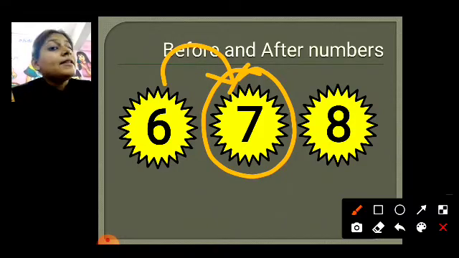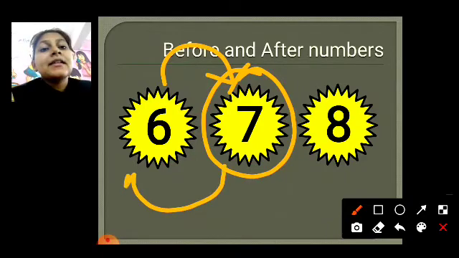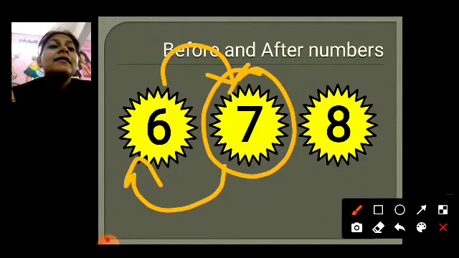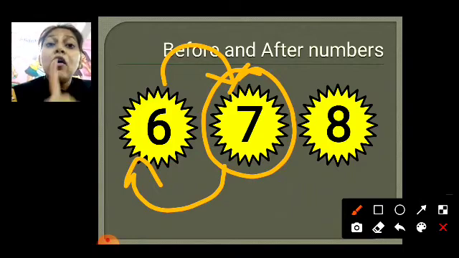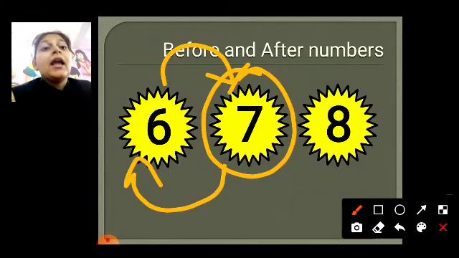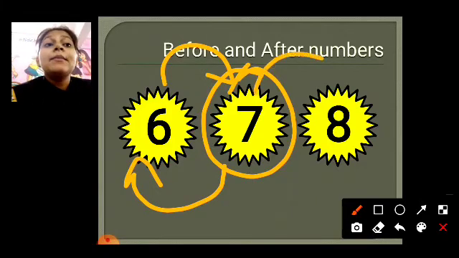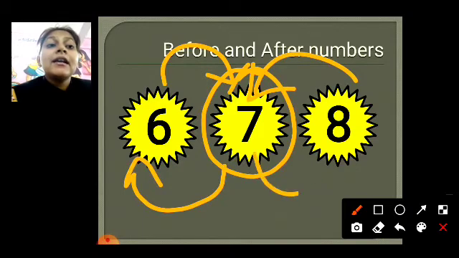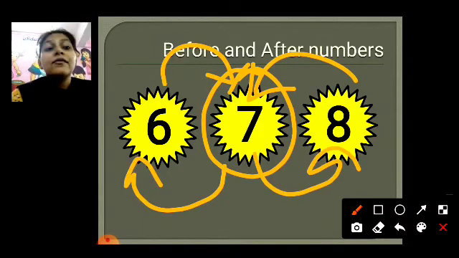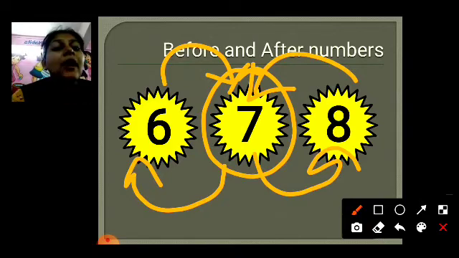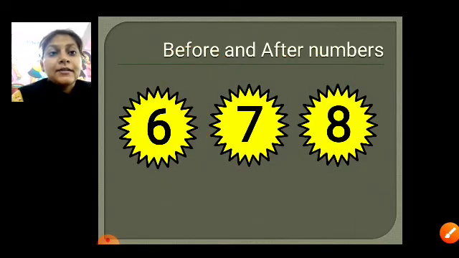6 है वो 7 से पहले आता है. So 6 is the before number and 7 is the after number of 6. Same way 7 is before number of 8 and 8 is after number of 7. So this is the before, after and between numbers.